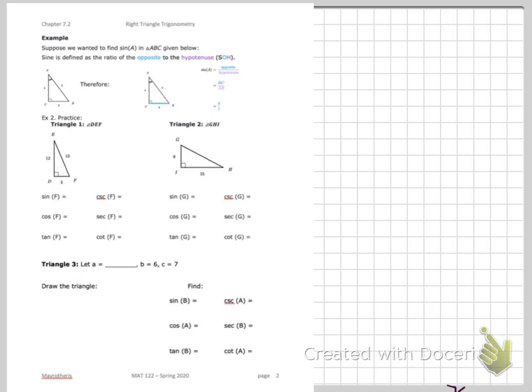Suppose we want to find the sine of A in triangle ABC. Sine is the opposite over the hypotenuse. And so if we are looking at angle A, again, that side opposite is the one basically you can draw a straight line to. So 3, the hypotenuse is the side opposite the right angle, so our 5. And so we get that ratio of 3 over 5, and that is the sine of angle A.